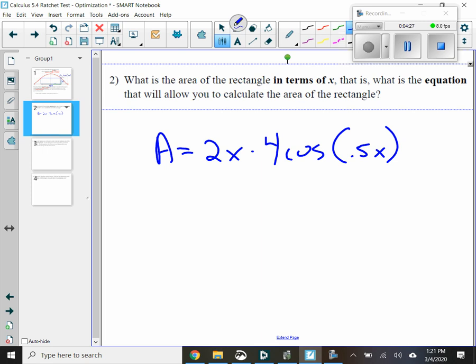Everybody knows how to do this problem right now, right? What? You feel defeated? Don't feel defeated. There's a ratchet quiz. No, okay, right? So let's just kind of simplify it just a little.